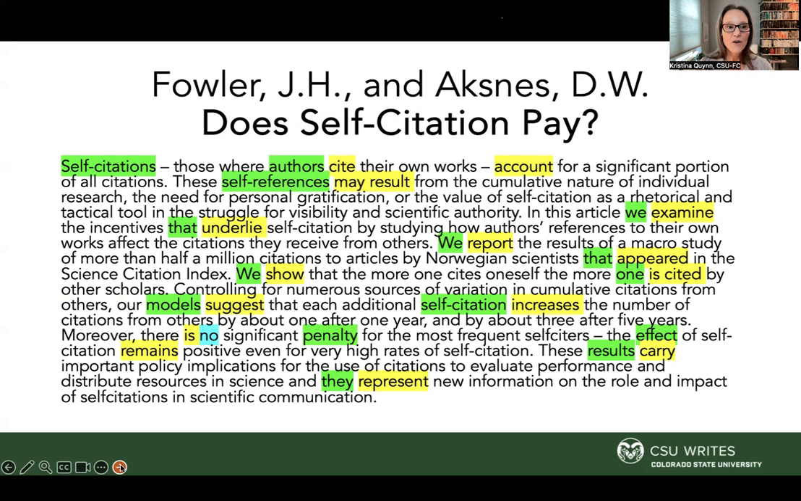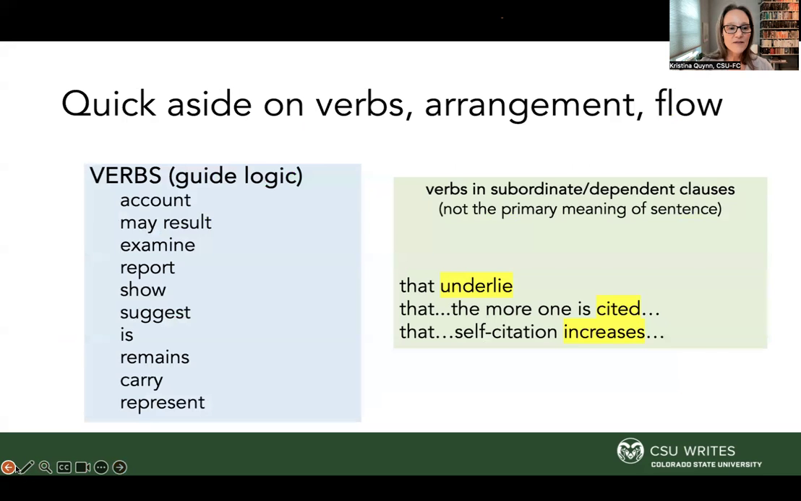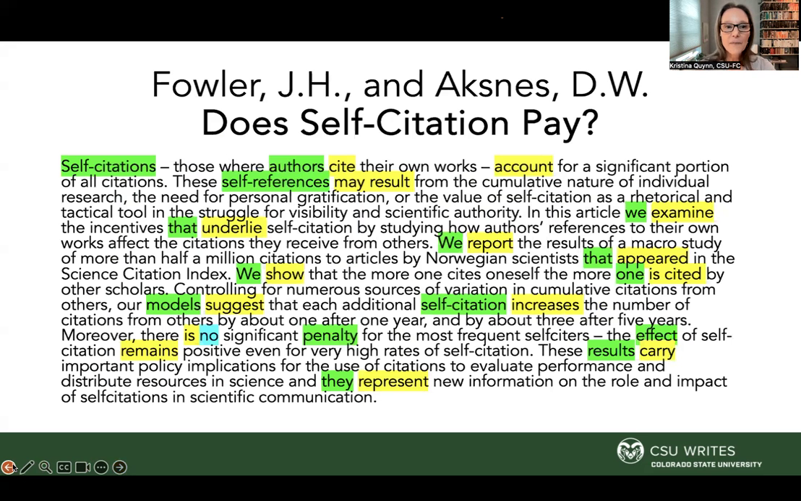All right, so let's take a look at the self-citations and subjects. Self-citations, and the verb that goes with that is after the second dash. So self-citations account, and then authors cite is kind of another subject-verb that's embedded in that. Self-references may result. We examine something that underlie. We report that appeared. We show.